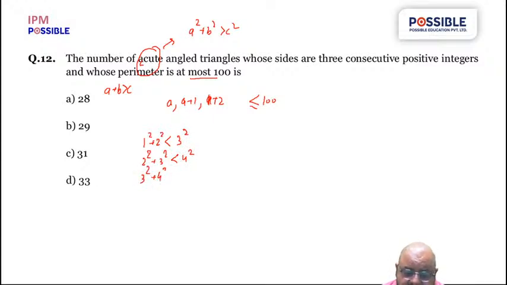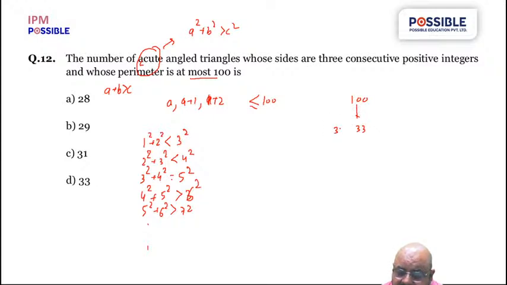3 square plus 4 square we know is equal to 5 square, so this will be a right angle triangle. After this, starting from 4 square, you see that 4 square plus 5 square is greater than 6 square, 5 square plus 6 square is greater than 7 square, and so on, right? Also, because the perimeter has to be at most 100, if I'm looking at 3 consecutive numbers which add up to less than or equal to 100, I divide this by 3, and it becomes 33.